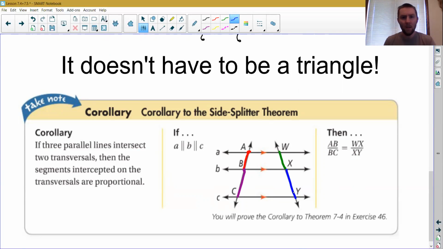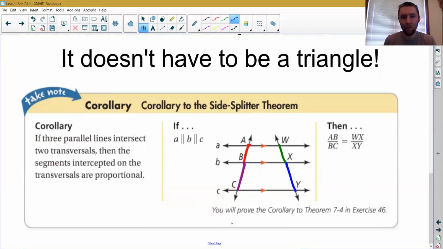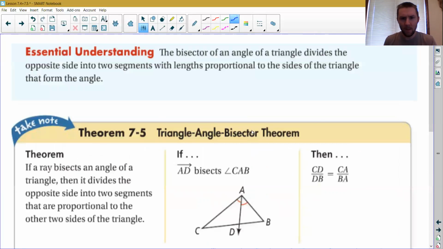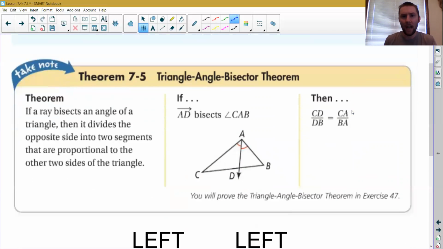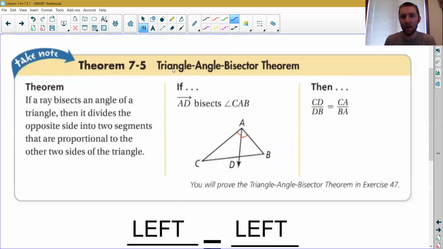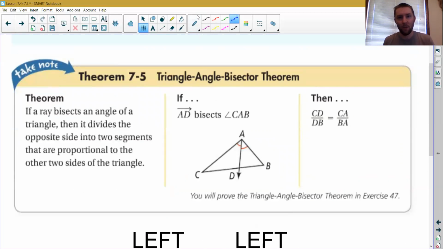All right, so our other theorem that will allow us to make proportions in triangles is something called the angle bisector theorem, or the triangle angle bisector theorem. Sometimes I shorten this to TAB, triangle angle bisector theorem. So you can call it the TAB theorem in your notes if you want to.